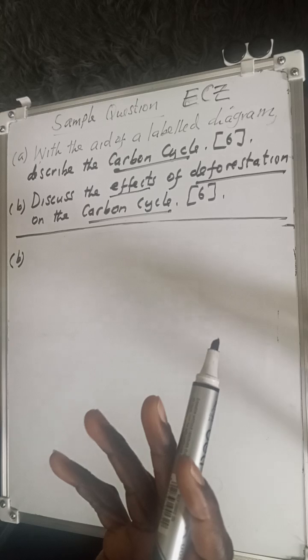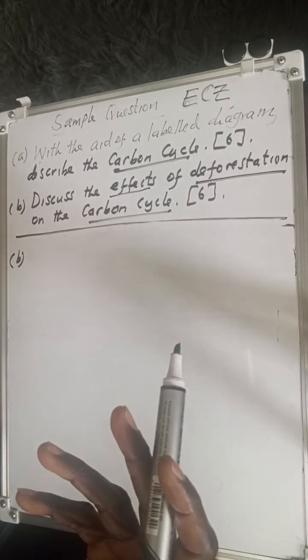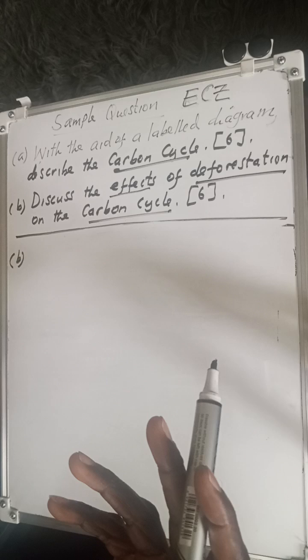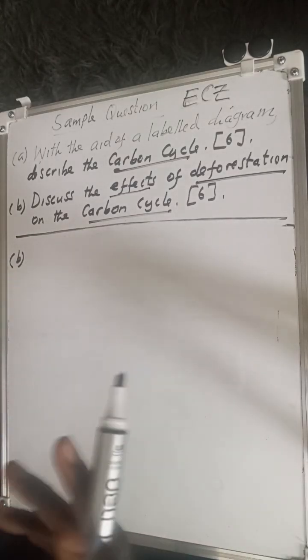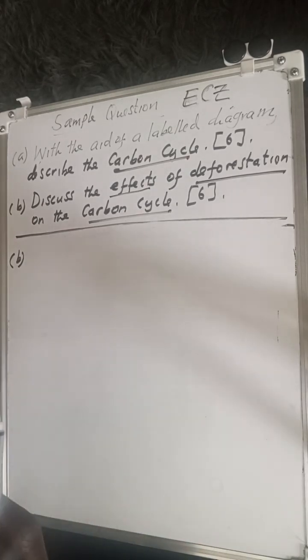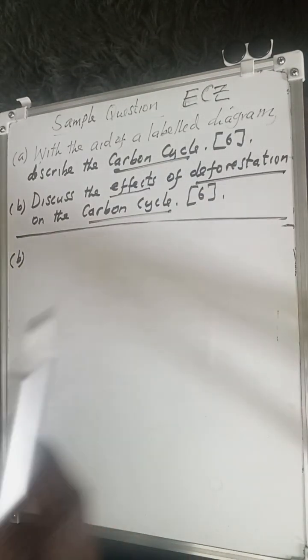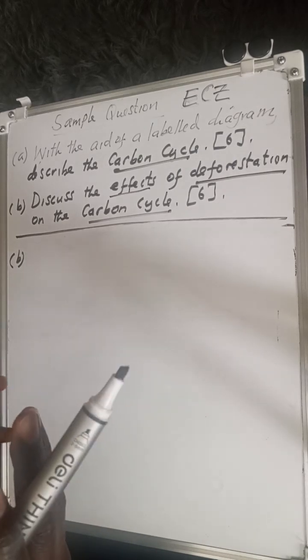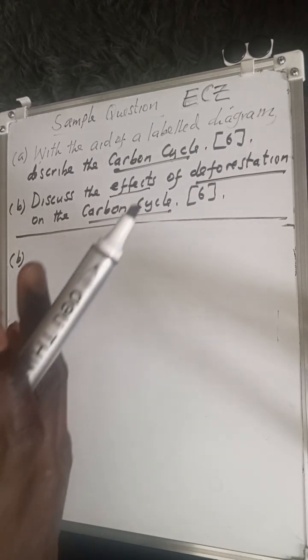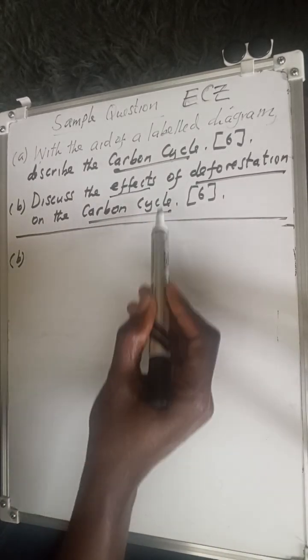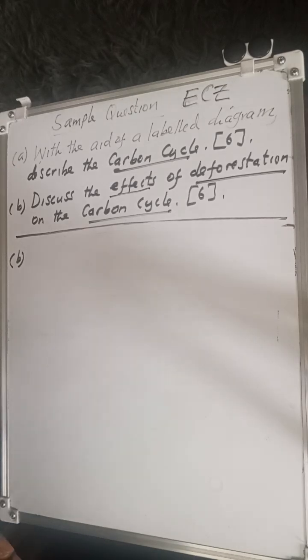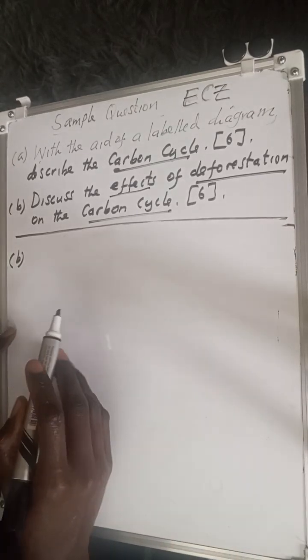Now remember, in a forest you are going to find a lot of plants, a lot of trees, and these trees mainly carry out what we call photosynthesis. They help to remove the carbon dioxide found in the atmosphere in a process called photosynthesis. So when you cut down trees, it simply means that plants will no longer be able to remove the carbon dioxide found in the atmosphere. So in a sense, it will affect the carbon cycle.